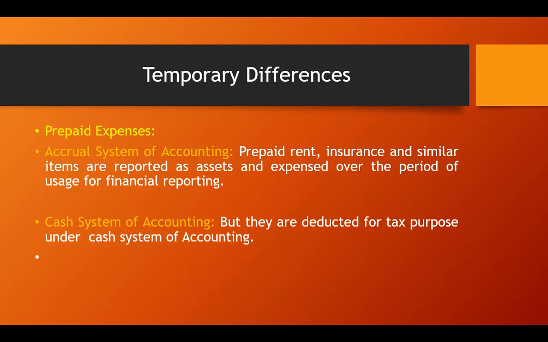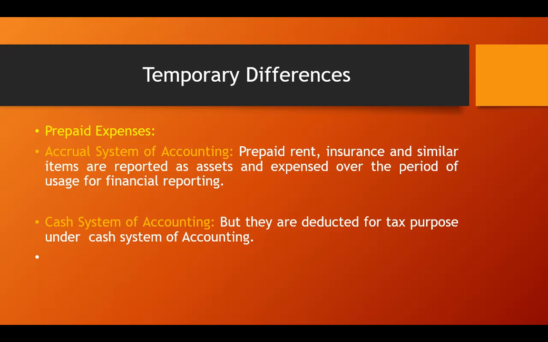Under the accrual system of accounting, prepaid rent, insurance, and similar items are reported as assets and expensed over the period of usage for financial reporting. So we show prepaid rent as an asset, prepaid insurance as an asset. Whereas in the cash system of accounting, they are deducted for tax purposes. In the Income Tax Act, they follow the cash system of accounting. They don't follow the accrual system.